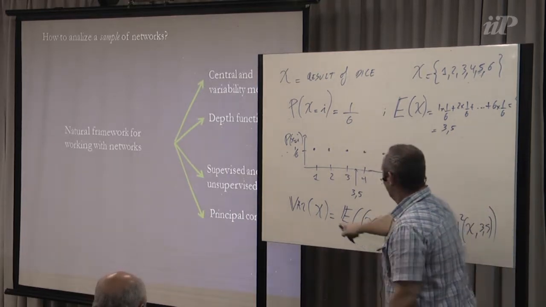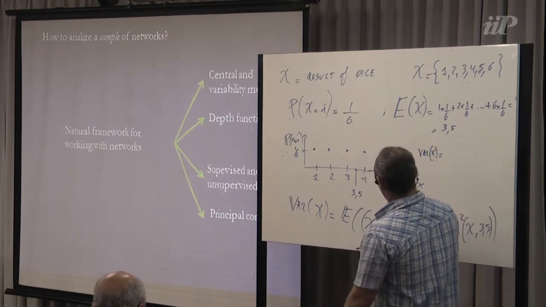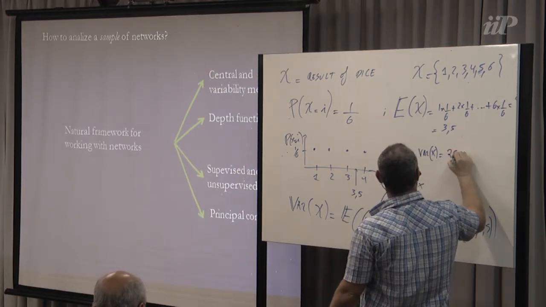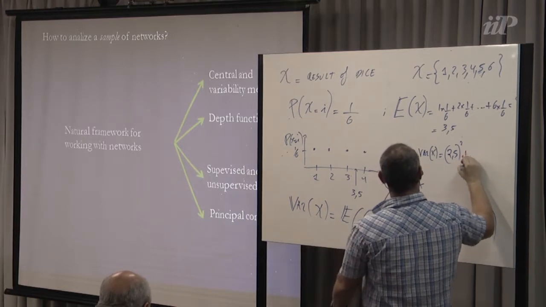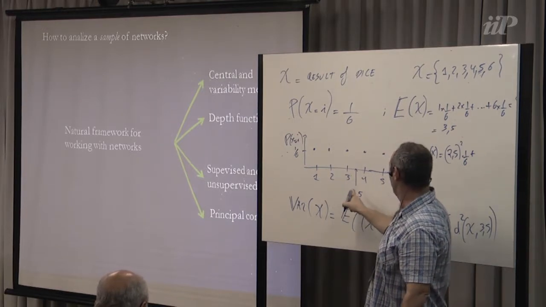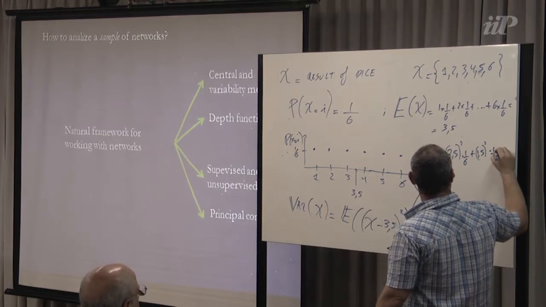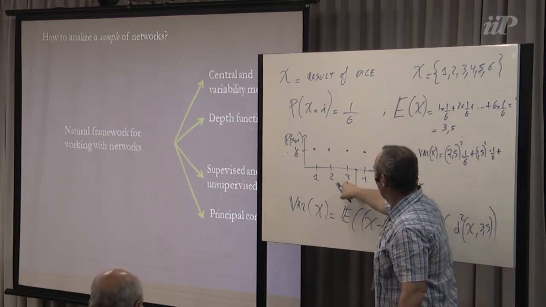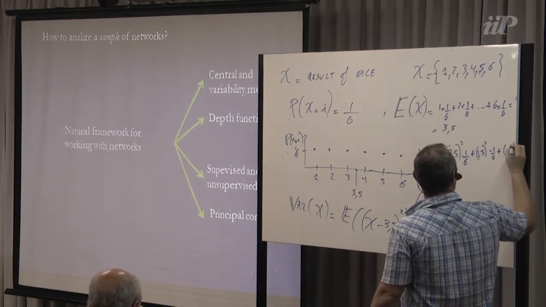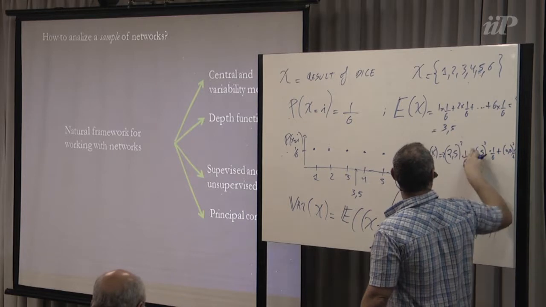Let's make the exercise. So the variance: the first value of X is 1, so it's 1 minus 3.5, which is 2.5, squared, times the probability 1/6, plus the second value, 2 minus 3.5, 1.5, squared, times 1/6, and the other one, 3 minus 3.5, 0.5, squared, 1/6, and the same for the other side, so we can put 2, 2, and 2, okay?